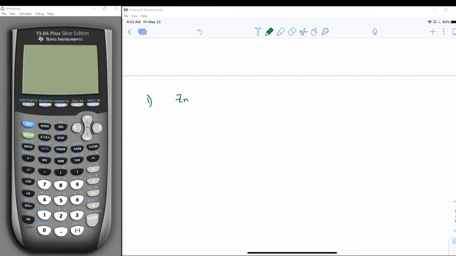So zinc plus lead(II) nitrate. Okay, lead(II) nitrate is Pb2 plus and NO3 minus 1. So that is Pb(NO3)2. And then forms zinc nitrate. Zinc is 2 plus, NO3 is minus 1. So that's zinc nitrate, Zn(NO3)2 plus lead. In this scenario, it happens that they are equal and everything's balanced already, but that's a coincidence, not the norm.